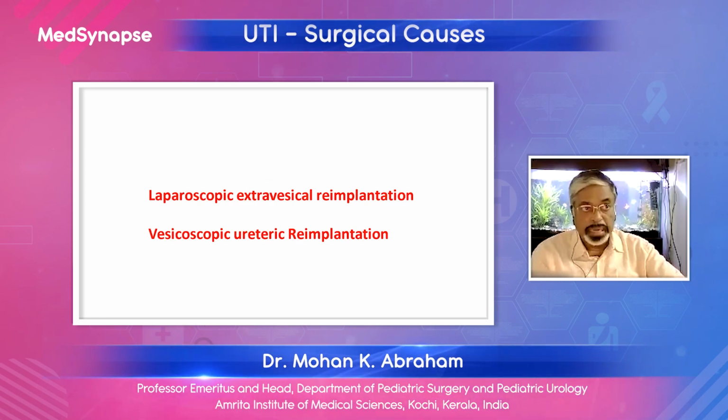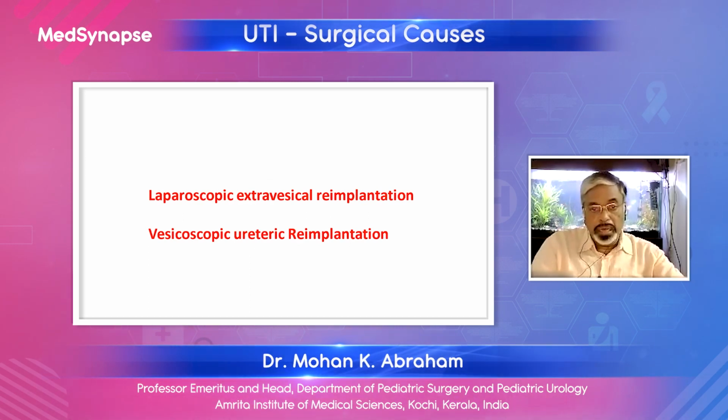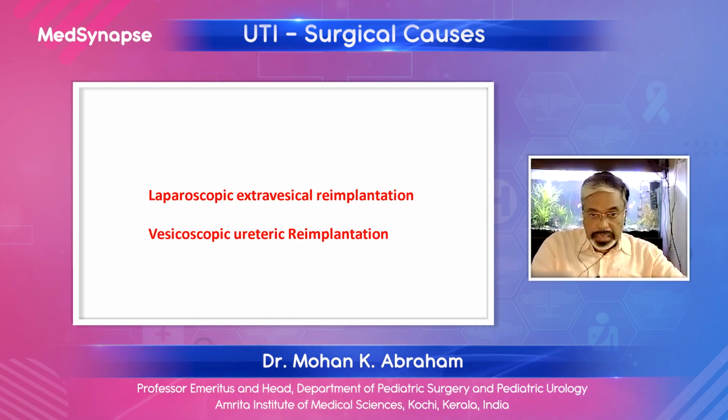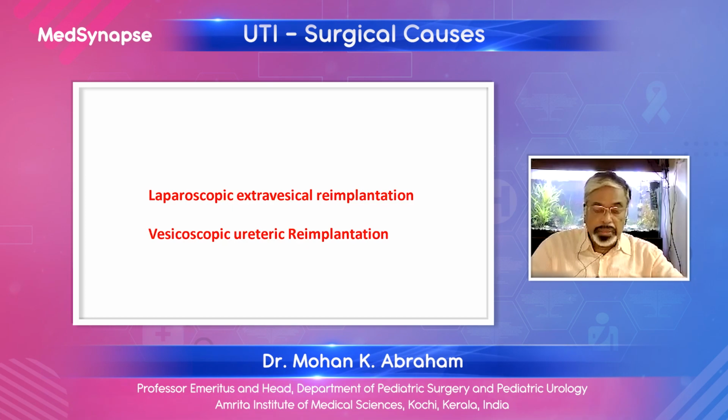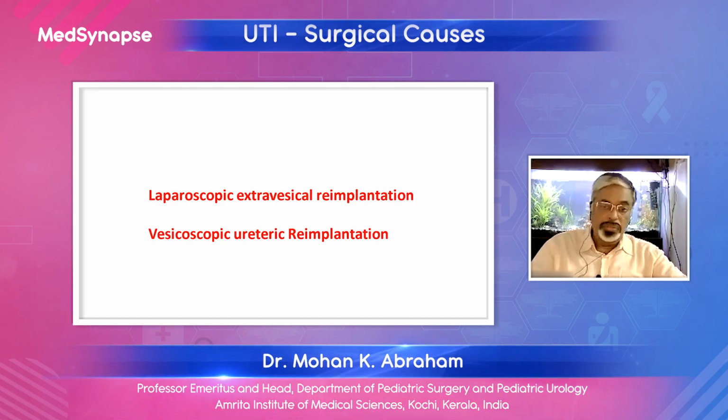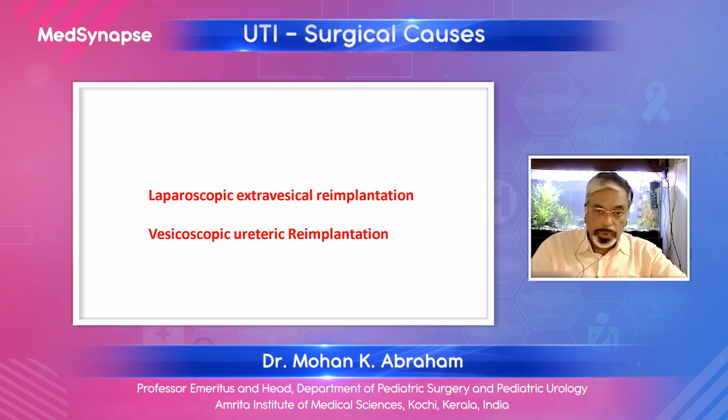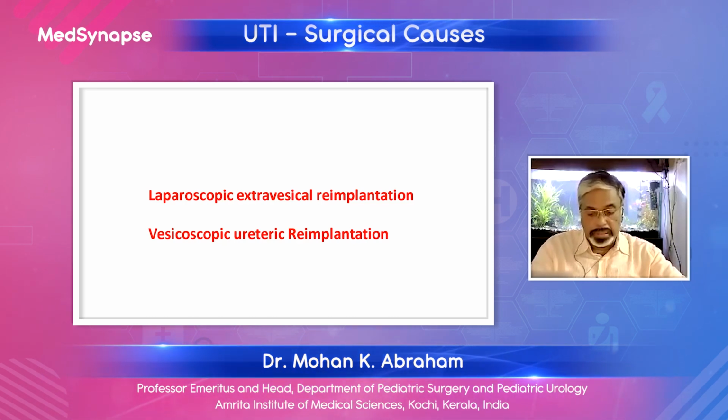We don't know whether they are creating an occult neurogenic bladder, which may manifest later on in life. We do not know. Now, vesicoscopic reimplantation is the same as open. You do it through the bladder. You do a trigonal reimplantation, and it is as safe as open, and the success rate is also the same as open. And that's what we do mainly, and it doesn't have any problem with nerve damage.